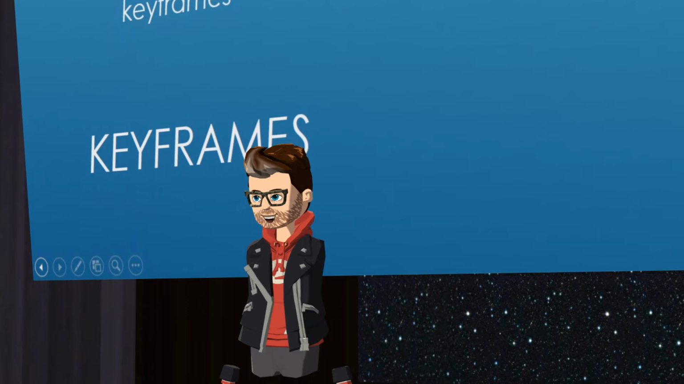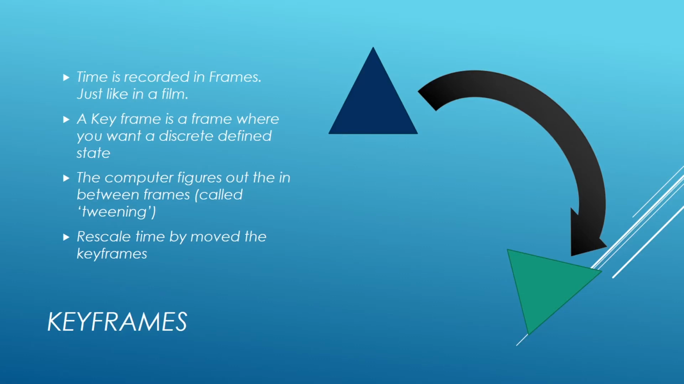So animations are done with keyframes. You can think of an animation as actually like a 3D film strip. It's not a fluid thing. It's discrete slices of time that are displayed very, very quickly, and they're controlled by key states.